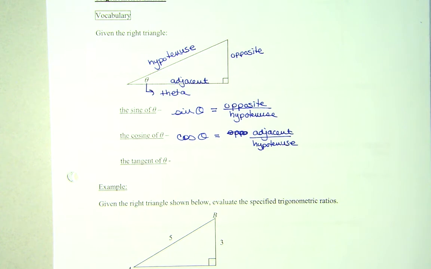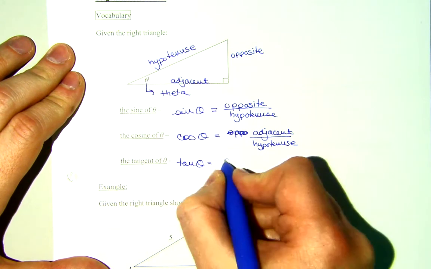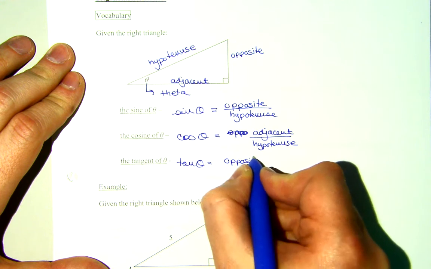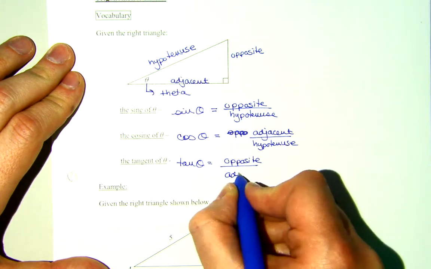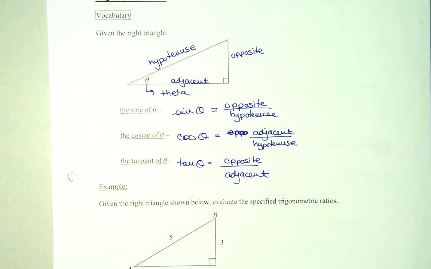So I've done an opposite with hypotenuse, I've done an adjacent with hypotenuse. What combination haven't I used yet? Opposite and adjacent together. The tangent of theta, tan theta, is defined as the opposite over the adjacent. These give us ratios of sides in a right triangle. This side over that side, this side over that side, things like that.